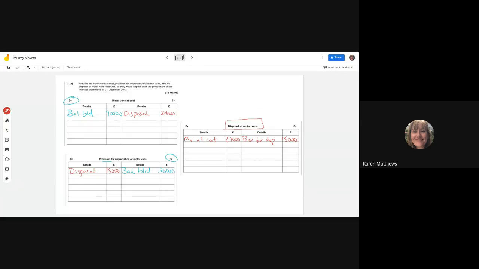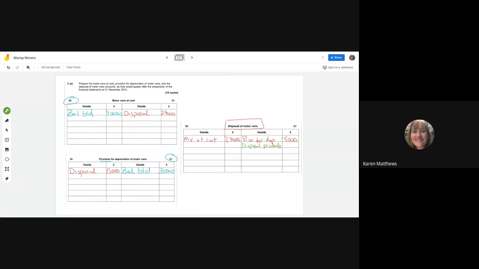We're going to match that up with the sale proceeds. So the disposal proceeds, I'll do that one in green. We need to credit this account. Now, if it was the bank, if we sold the vans for £10,000, we would debit the bank and we would credit the disposal account. But we can't do that, so we're going to have to work out the double entry.